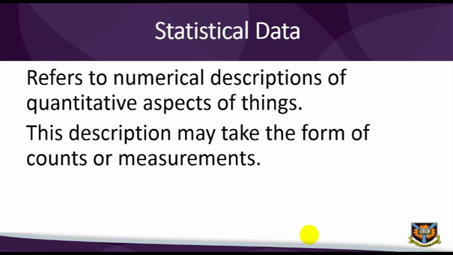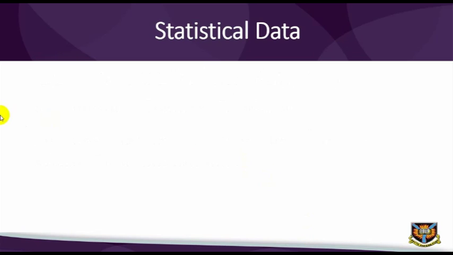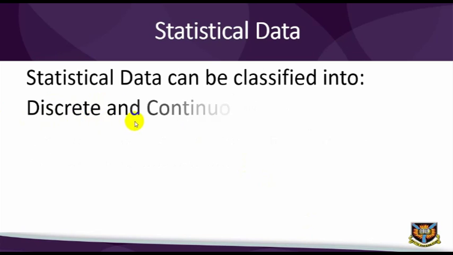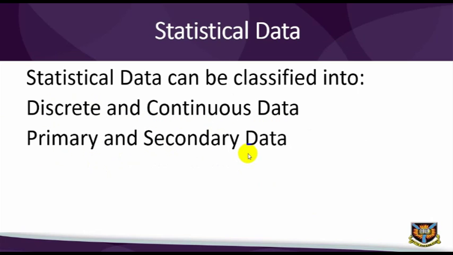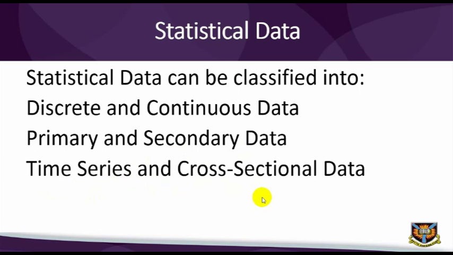Statistical data can be classified into: 1. Discrete and continuous data. 2. Primary and secondary data. 3. Time series and cross-sectional data.